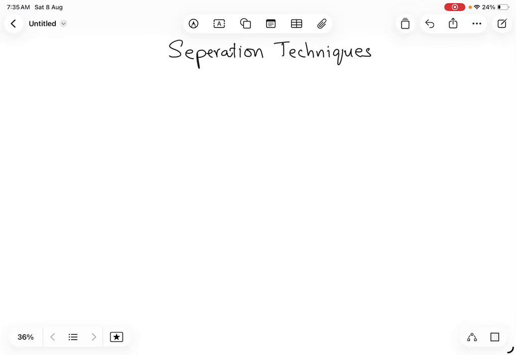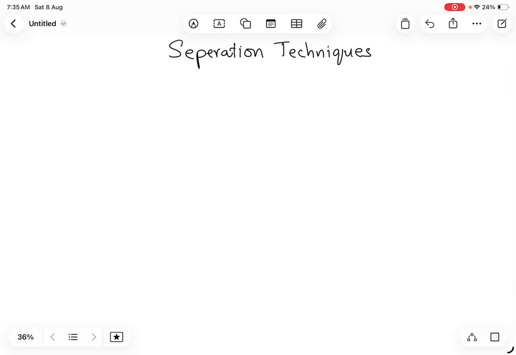Since we are doing the O levels and IGCSE syllabus, although some topics might be very easy, we are not going to leave them. Everything that is present in the syllabus is covered in a very thorough manner. So let's start with a few terminologies that are related to this chapter.